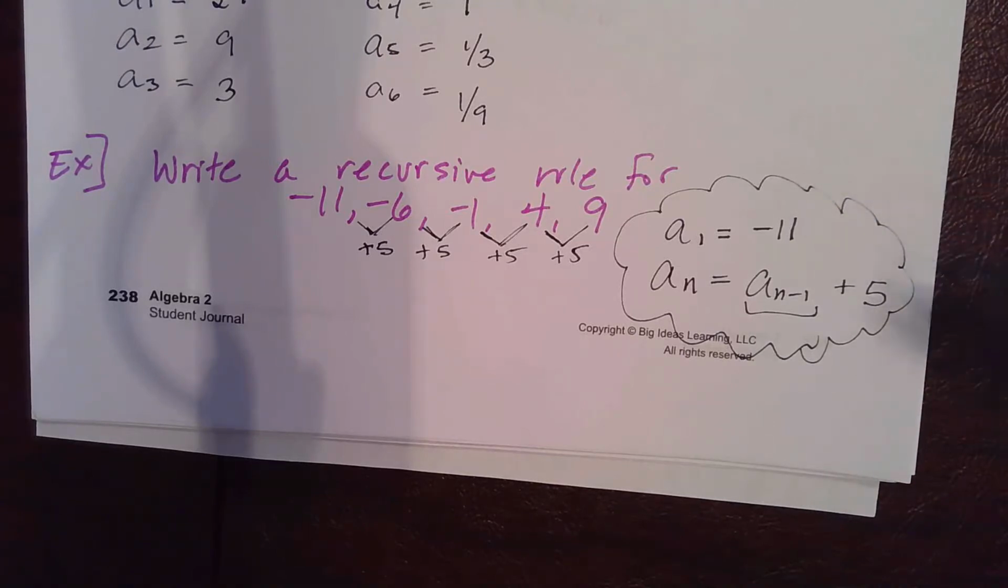Again, the difference between a recursive rule and an explicit rule: an explicit rule is like your a sub n term, your equation, whereas a recursive rule doesn't really give you the equation. It tells you what to do to get to your next value, and it tells you where to start, but it doesn't write the actual equation for you.